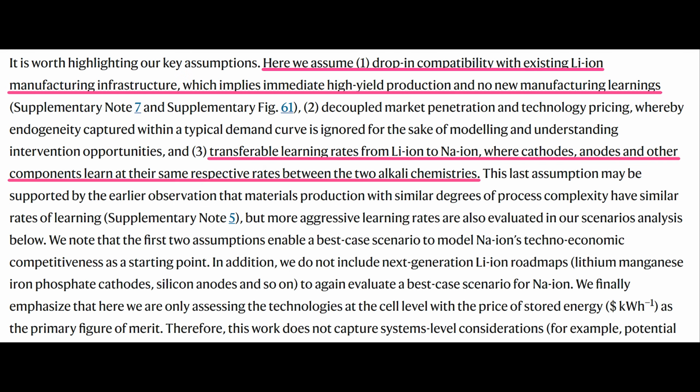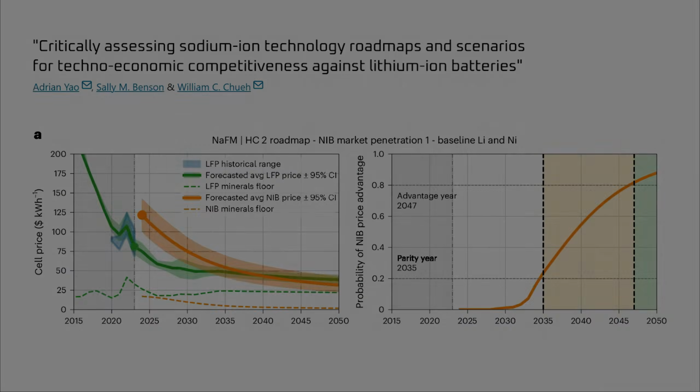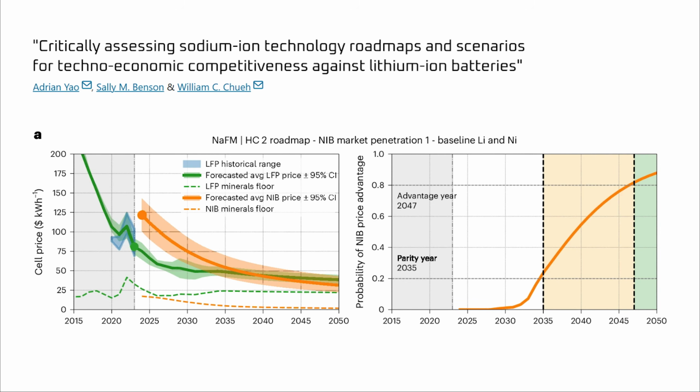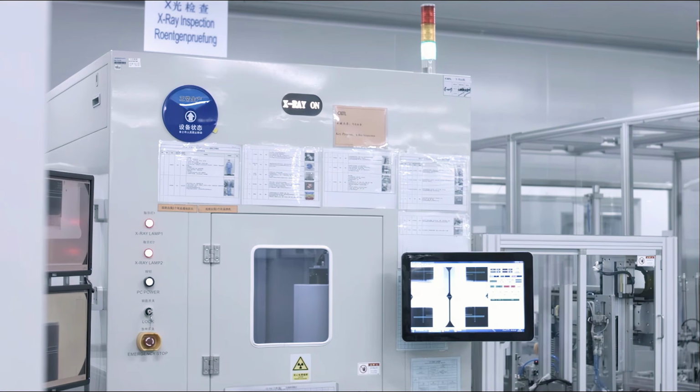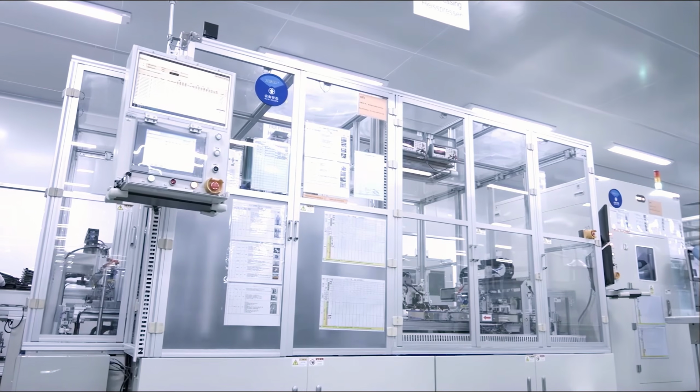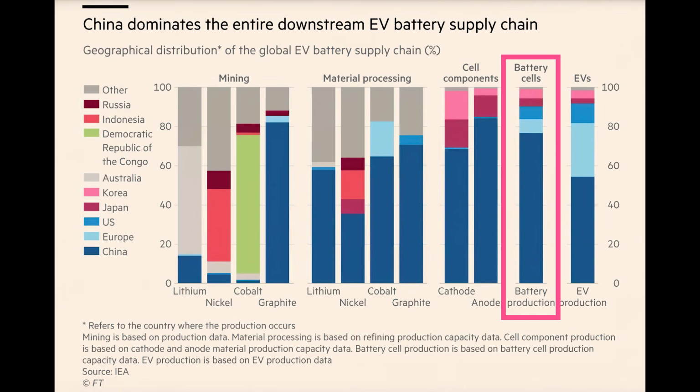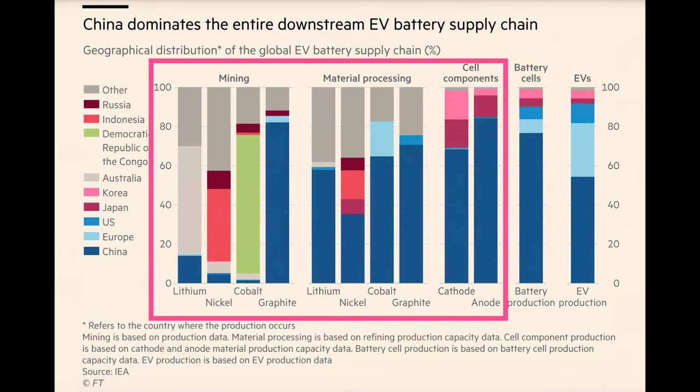However, the analysis by Yao et al. factored that in, and also assumed transferable learning rates from lithium to sodium-ion, and they still arrived at the forecast on screen. So, although the idea of a drop-in replacement sounds persuasive, it ignores the fact that battery cell manufacturing lines are the very tip of the iceberg when it comes to cost reductions from scaling. Most of the action is occurring further up the supply chain.